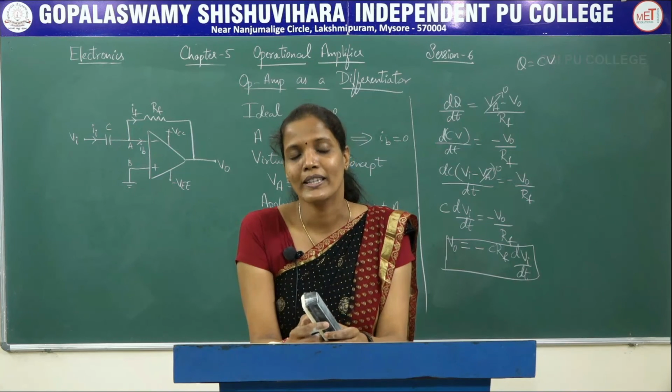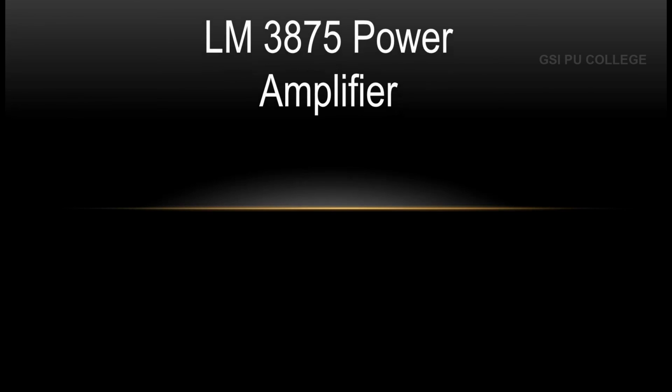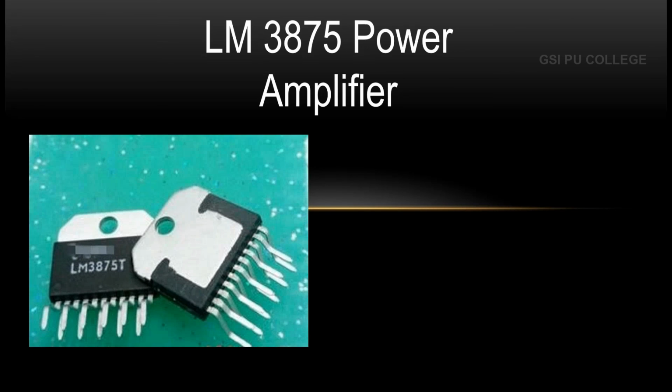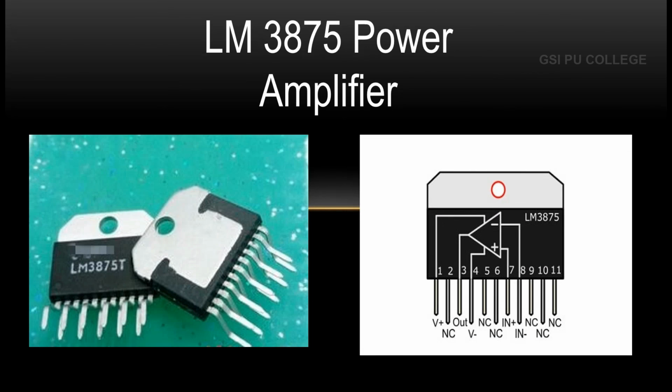Now it's time to have a look at part 2 of this session. Hello everyone, welcome back to part 2 of this session. In this session we are going to discuss the next package of the op amp, that is the LM3875 power amplifier. LM3875 from National Semiconductors is a high performance audio amplifier in a single integrated circuit which is capable of delivering 56 watts of continuous average power. It contains only one op amp in the circuit. The front and the back view of this LM3875 power amplifier is as shown in the picture.